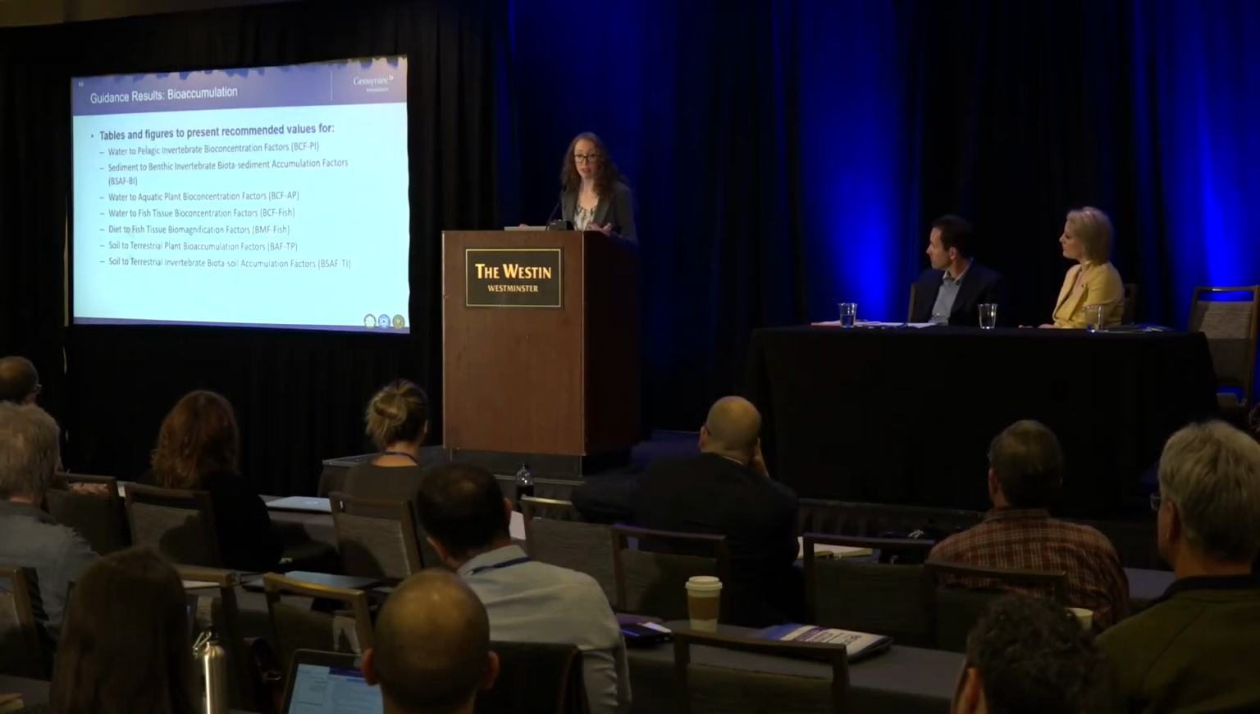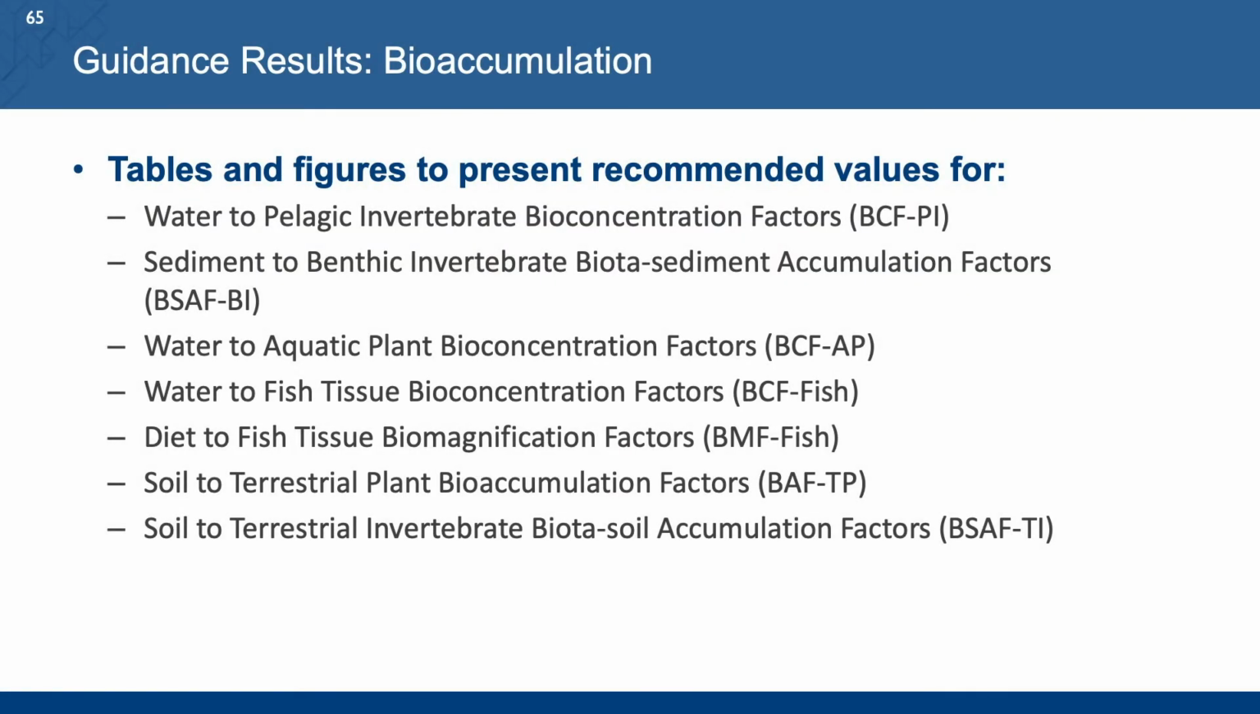So ultimately, what you get in the guidance is tables and figures that recommend a whole bunch of BCF and BAF and BMF values. So we've got water to pelagic invertebrate bioconcentration, sediment to benthic invertebrate biota sediment accumulation factors, water to aquatic plant and water to fish tissue bioconcentration factors, diet to fish tissue biomagnification factors, and then the 2 soil to terrestrial invertebrates and terrestrial plants.